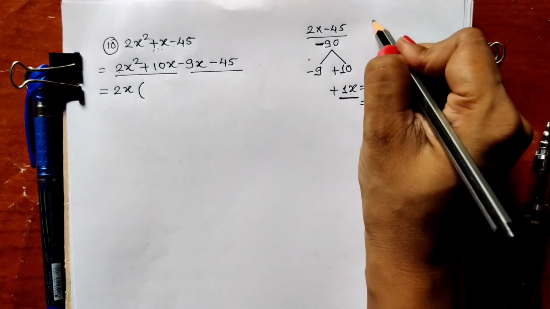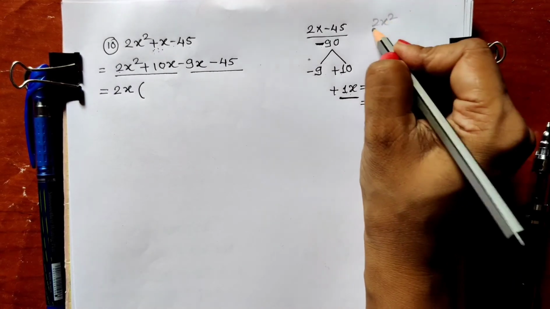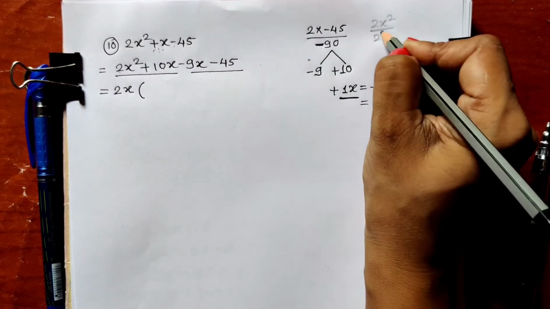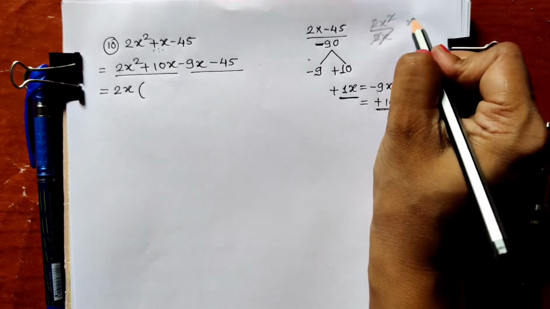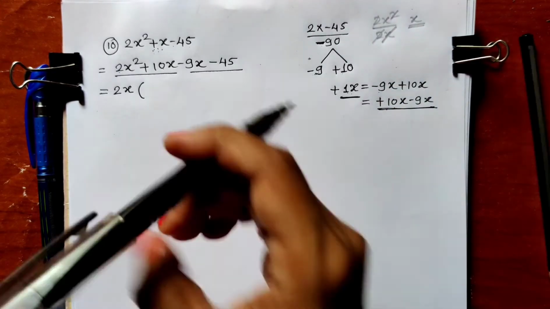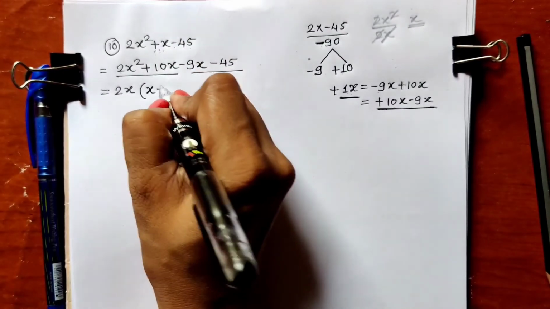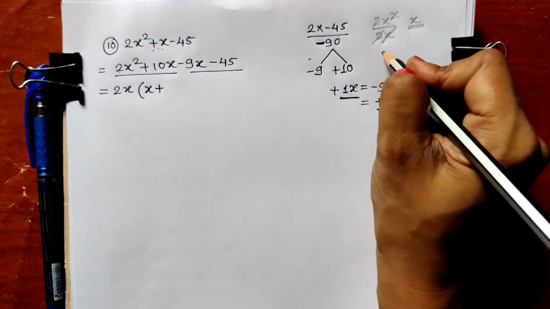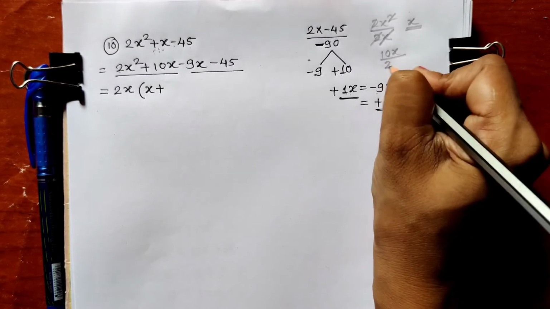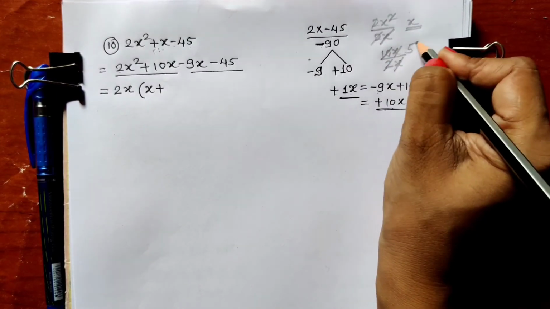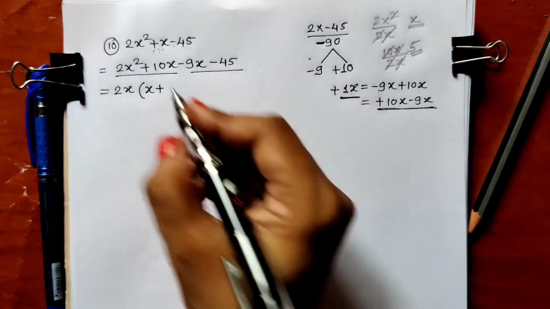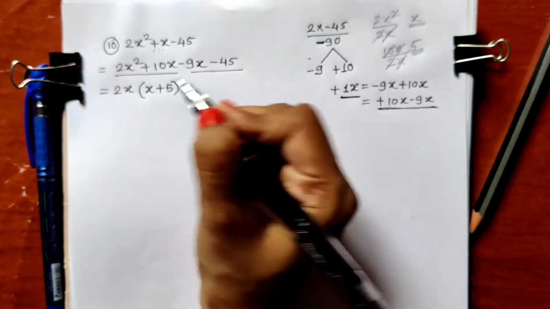From 2x square, 2x is taken out common. 2 cancels from x square, x is taken out common, x is remaining. So we write this x inside the bracket, plus from 10x we have taken out 2x common. X gone, 2 1s are 2, 2 5s are 10. What we get? 5 as the answer. So 5 should be written in the bracket.